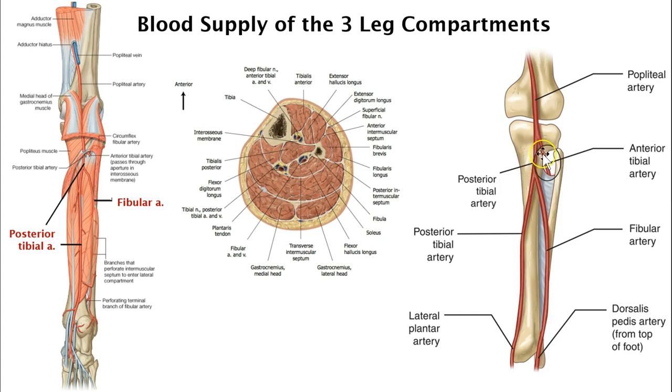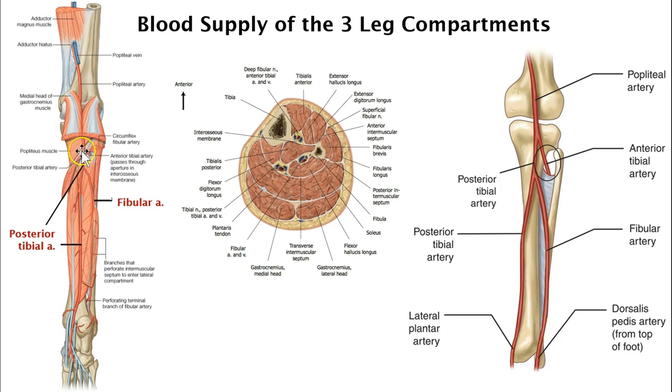You can probably guess that the anterior tibial artery is going to serve the anterior compartment. So it's going to go through a gap in the interosseous membrane here to serve the anterior compartment. The posterior tibial artery will ultimately come down and serve the posterior compartment. And while it's doing that, it's going to give off a branch, the fibular artery, and you can guess that that's the artery that's going to serve the lateral compartment.